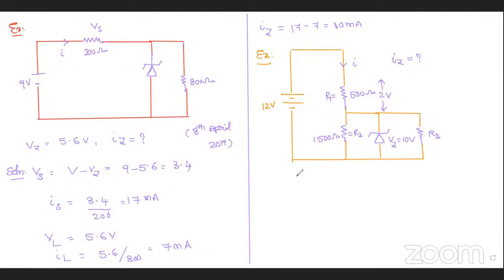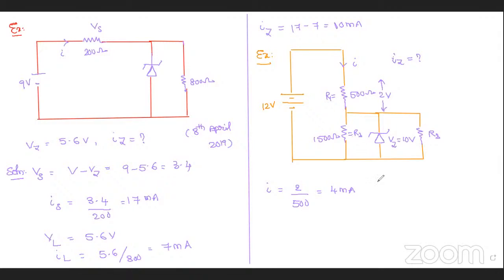4 milliampere. Yeah. I is equals to 10. How much? 2 by 500, right? 4 milliamperes, sir. Is it correct?